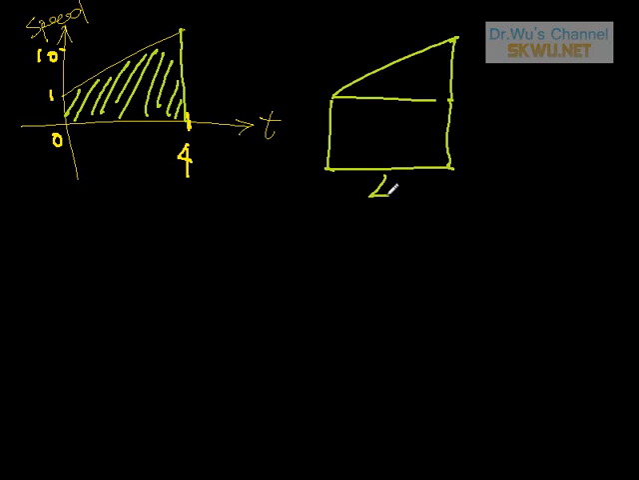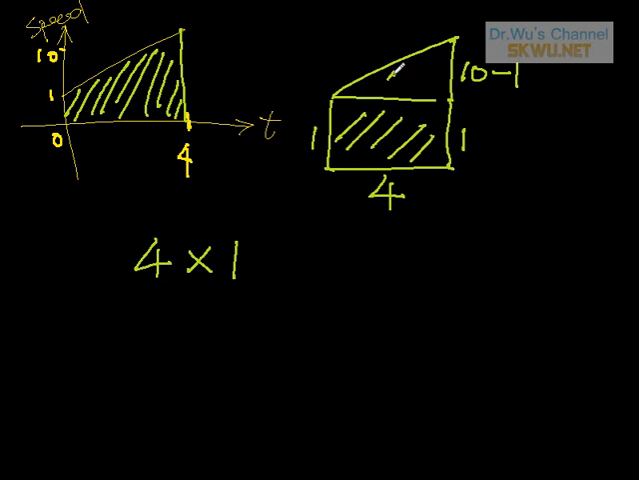So the length in here is 4. The length in here for the rectangle is 1. This part in here is 1. This part in here is 10 minus 1, because the maximum is 10. Well, it is not to scale, but that is the idea. So how can we find this area? This area is 4 times 1.